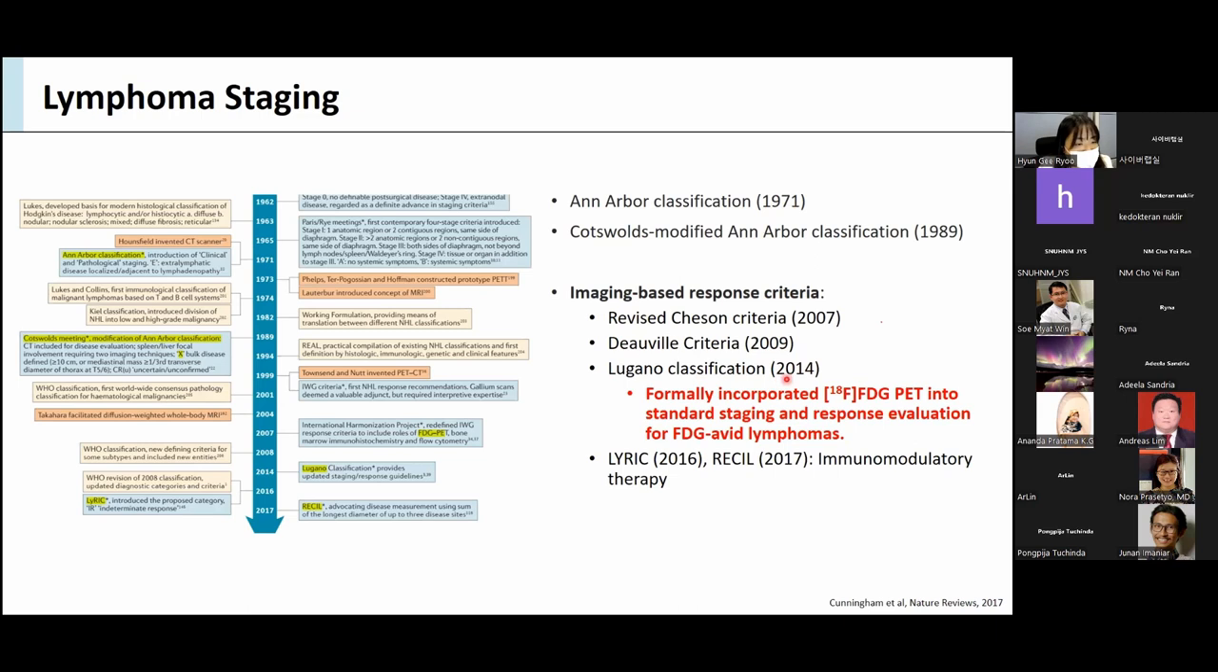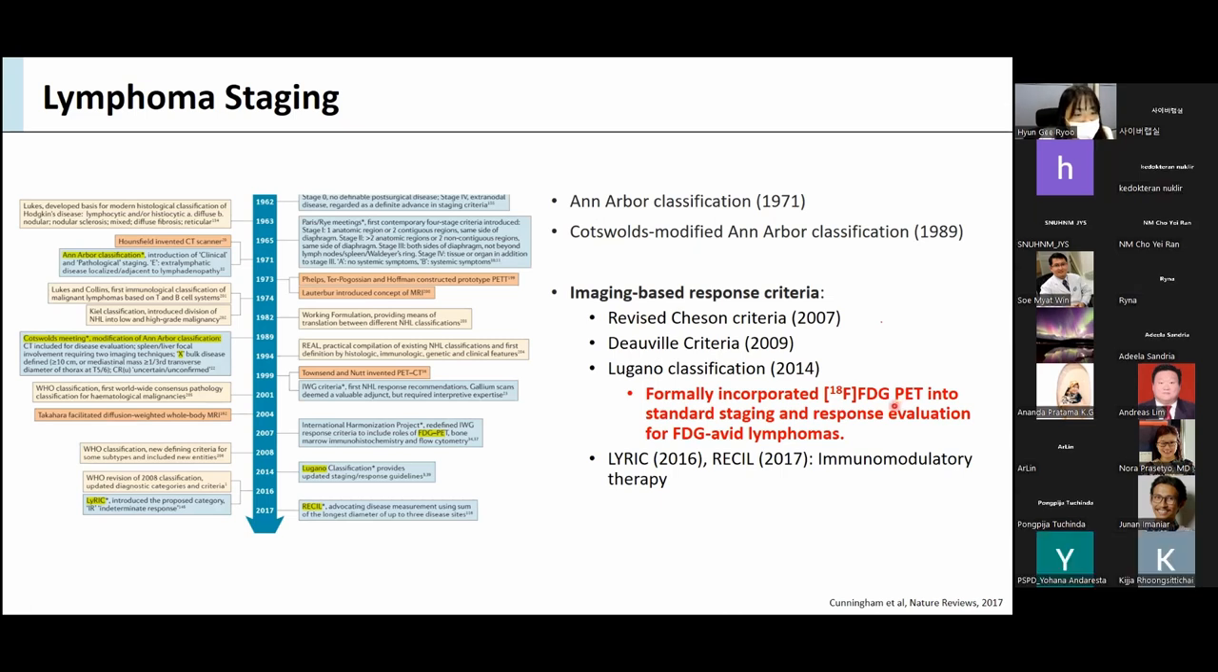And this Lugano classification is the classification which formally incorporated FDG-PET into the standard staging and response evaluation for FDG-avid lymphomas. And also, because there was development of immunomodulatory therapy, there were the RECIL or related criteria, which help the staging classification of lymphoma after the immunomodulatory therapy. So I would like to introduce the staging systems and criteria.